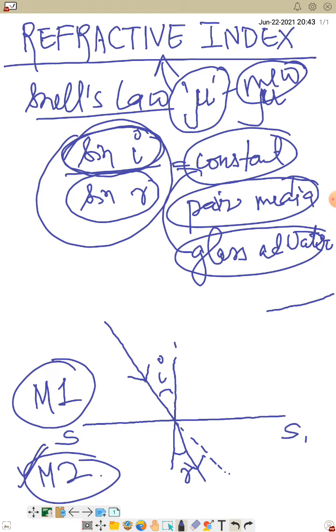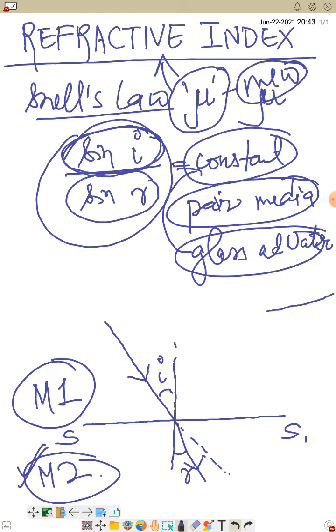So you need to understand what is refractive index. Refractive index is by how much the ray of light is going to change the path, the direction of path. How much the ray changes the direction of its path, that depends on the second medium.